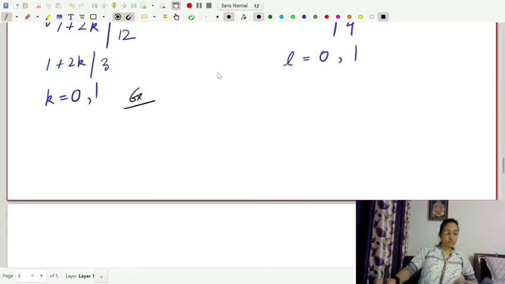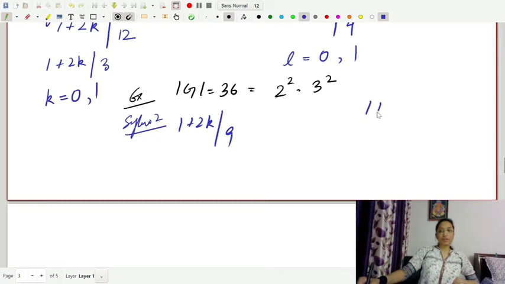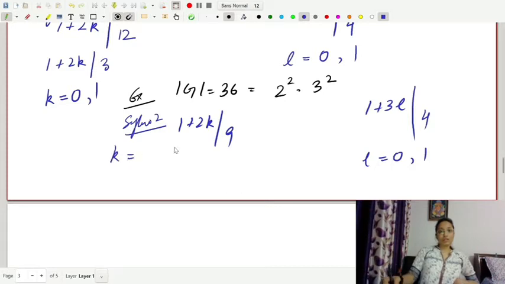Another question. Order of G equal to 36, which is 2 raised to power 2 into 3 raised to power 2. For that, for Sylow 2 subgroups, how many choices will there be, 1 plus 2k divides 9 and 1 plus 3l divides 4, that is l is equal to 0 or 1. Here k is equal to 0. 1 is also true. For 2 it is 5. 5 does not divide 9 and 4.